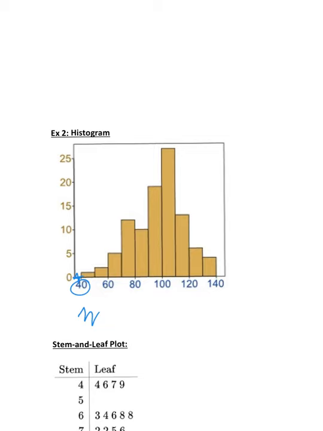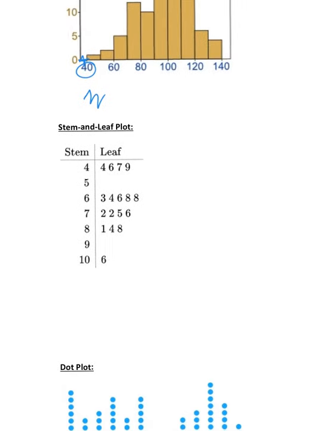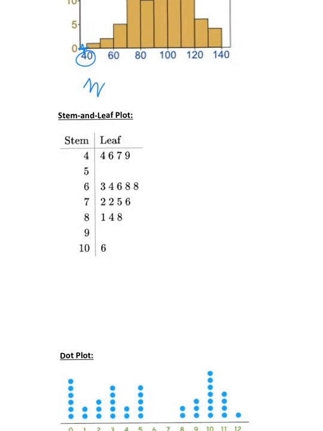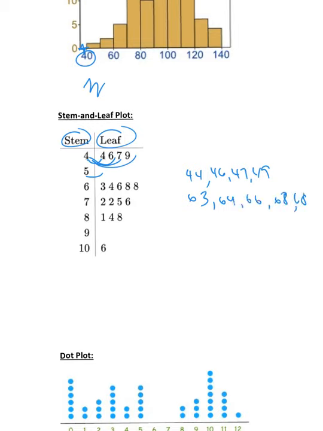Another way of organizing data is in stem and leaf plots. Below you have an example of a stem and leaf plot. This column is the stem over here, and these are the leaves. And what we do is we connect them to represent numbers. So this would be 44, 46, 47, 49. There are no numbers in the 50s, so that's why it doesn't have any leaves. 63, 64, 66, 68, 68. So it's a way of creating the list of numbers in a more organized way without having to repeat the tens digit every time.